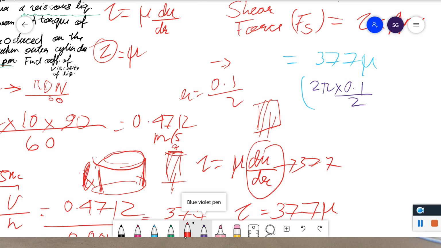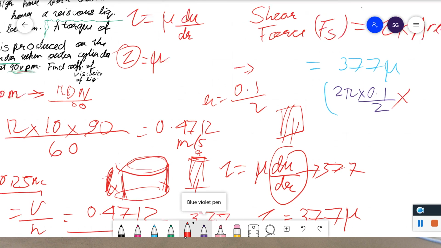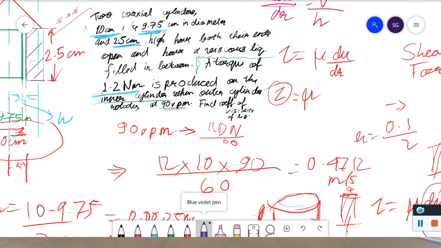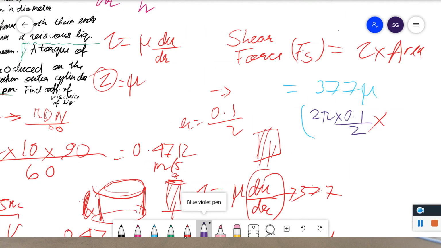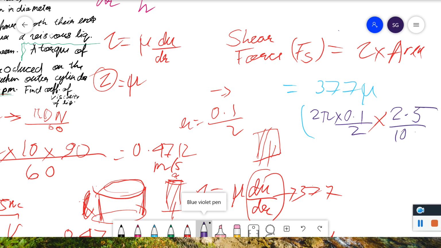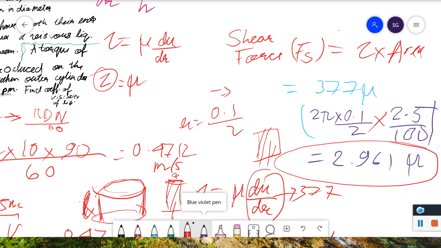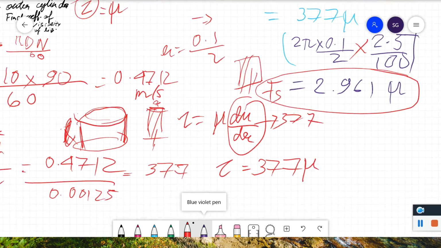So this is 2 pi r into length, which is given in this length. We will consider this length. Okay, this is the length. So we will multiply 2.5 centimeter. So 2.5, if we convert, it is 2.5 upon 100, because we are taking SI units. So this comes out to be 2.961 mu. Okay, now torque. Now this we have calculated. This is the Fs. Now let us proceed to torque.